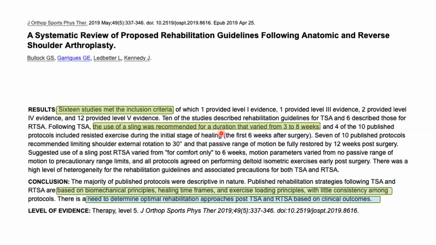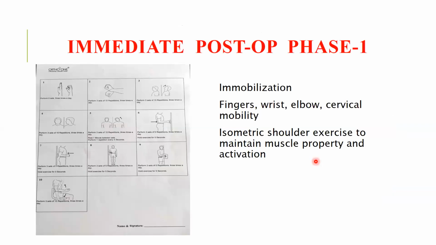And this is another systematic review where they had about 16 studies which met the criteria, and they all had only level 1 evidence. Again, this is also a paper where the arm sling was recommended for a duration of 3 to 8 weeks, and the principles of loading of exercise and the consistency of the exercise were based on whether it is a total shoulder or the reverse shoulder.